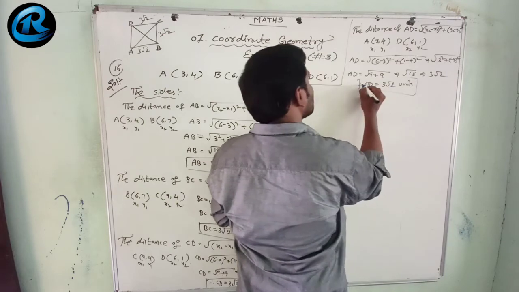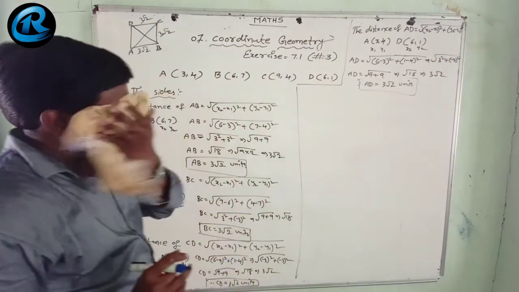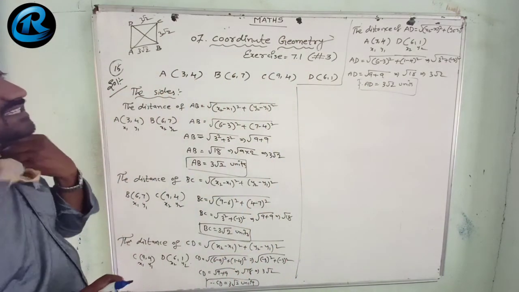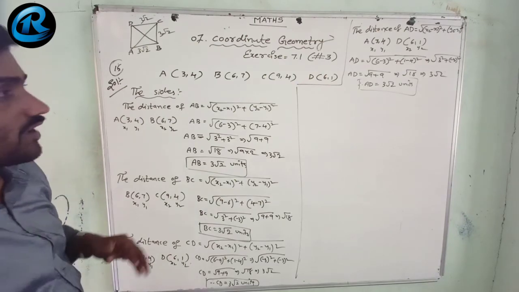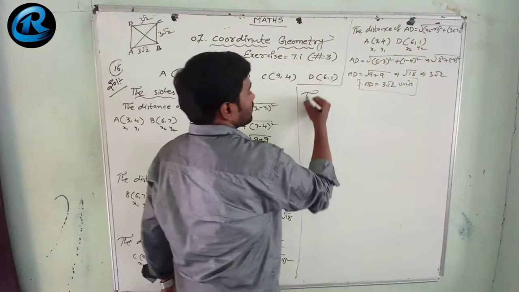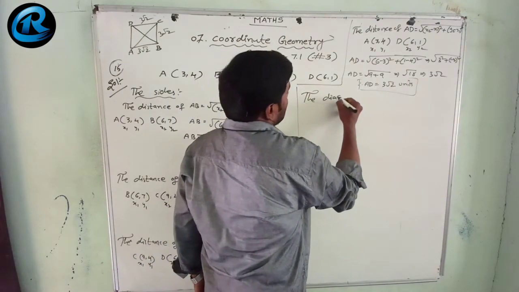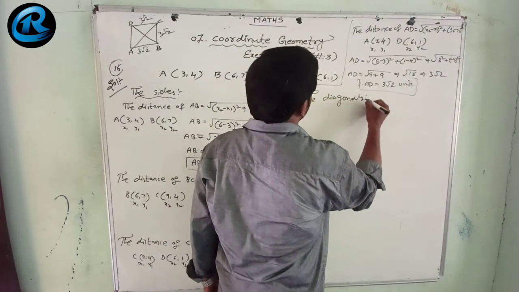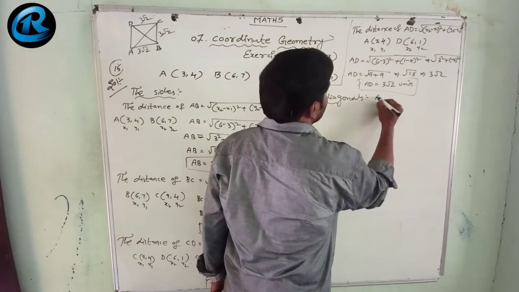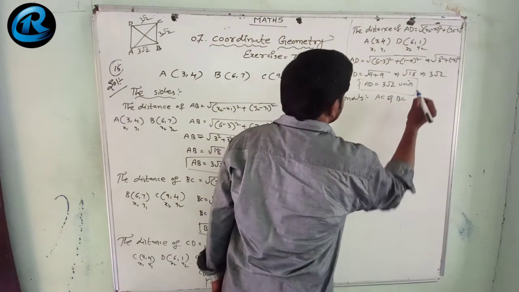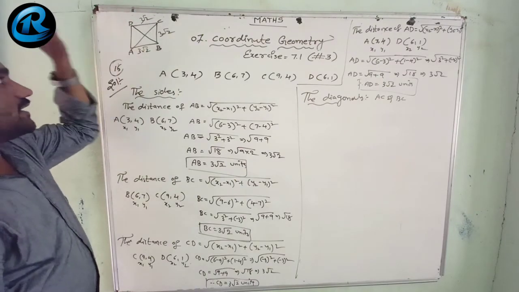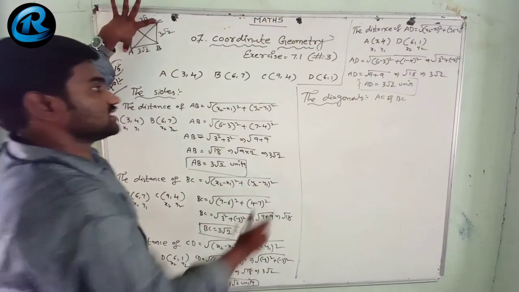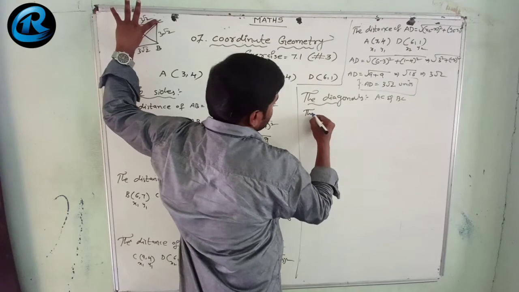So all the sides are equal. So if all sides are equal, can we say that ABCD are sitting in a square? No, we cannot decide that. So we have to go for the diagonals also. If diagonals are also equal, the diagonals AC and BD, this AC and BD diagonals also we need to check. AC diagonal and BD diagonal. The distance of AC first.